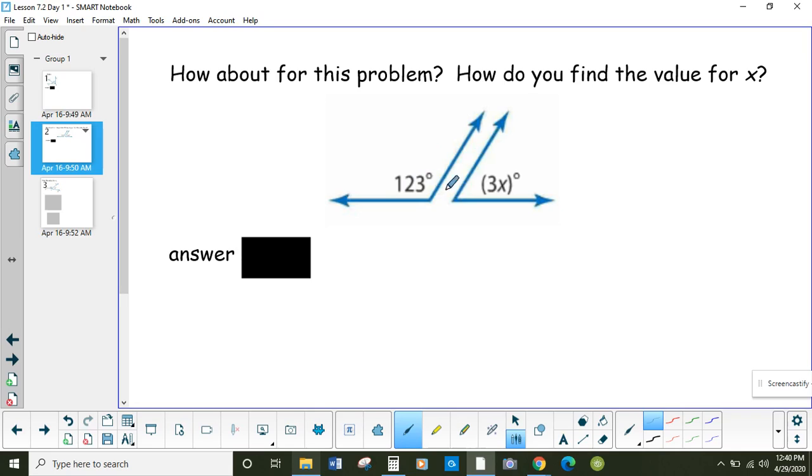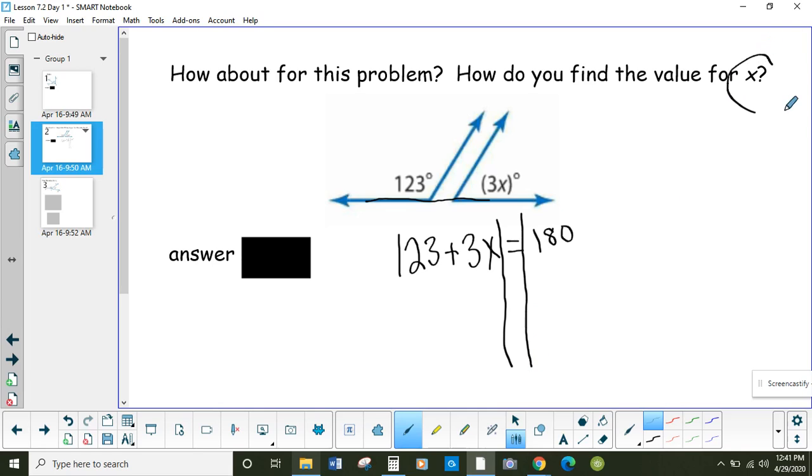So since these two will make a line when we put them together, and one of them is 123, and the other one is 3 times x, we don't know what x is yet, but I know together they are supplementary angles. So I can write an equation and solve for x. That's what we need to do for this problem. So we work farthest away from the variable, doing inverse operations, and I subtract 123 from both sides. On the left side, I have 3x. Those cross out. And subtract these two.